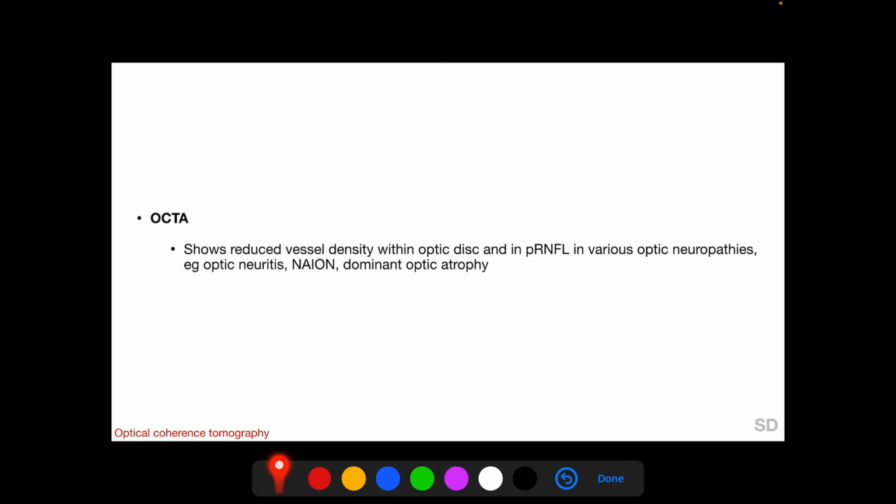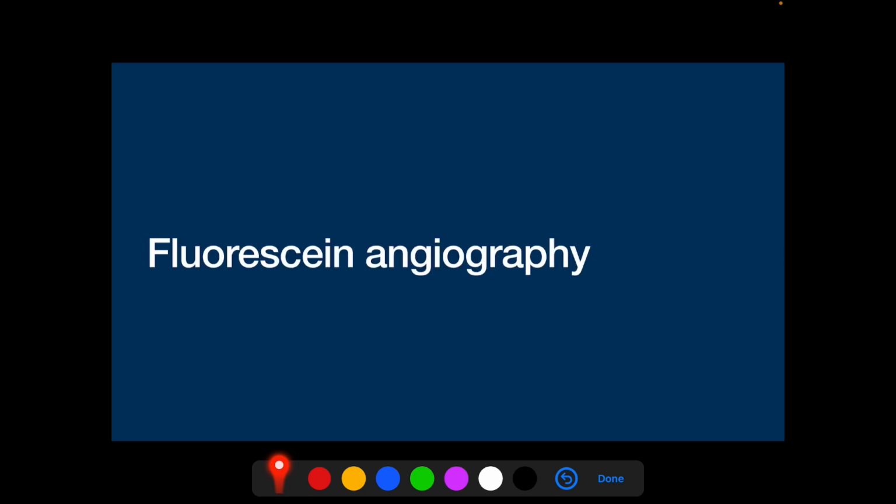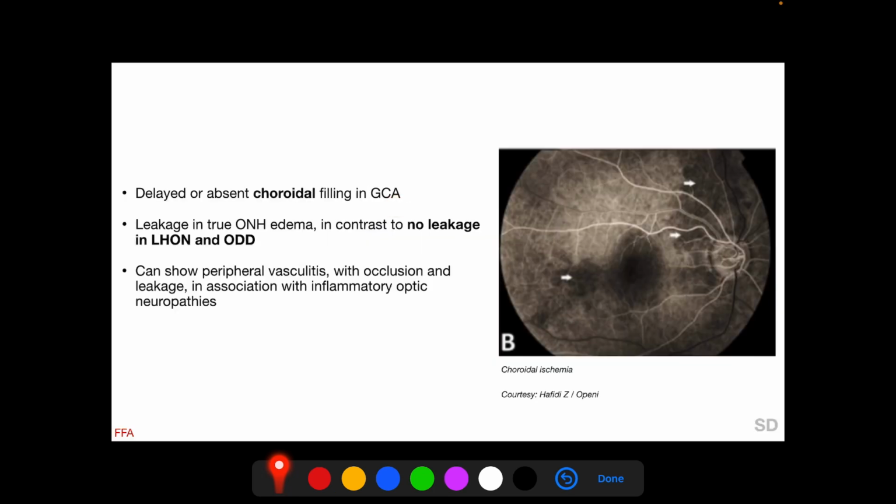OCTA can also show reduced vessel density within optic disc and in PRNFL in various optic neuropathies. Now, after OCT, we will discuss the importance of fluorescein angiography in neuro-ophthalmology. So, in giant cell arteritis, there is delayed or absent choroidal filling, whereas the retinal filling has already started and there is no obstruction, and the choroidal flush, as it is called, is interrupted in several areas.